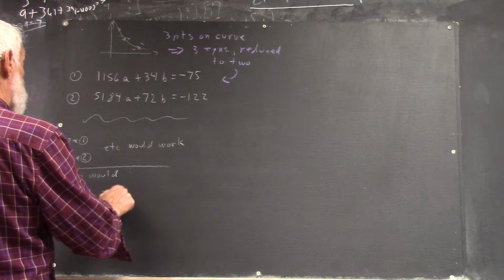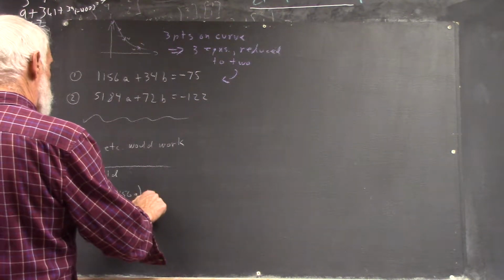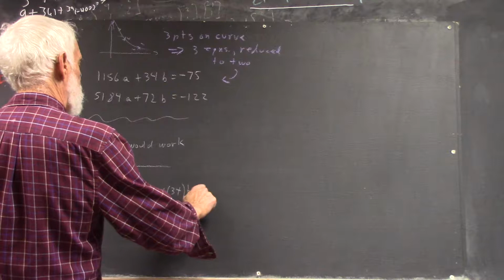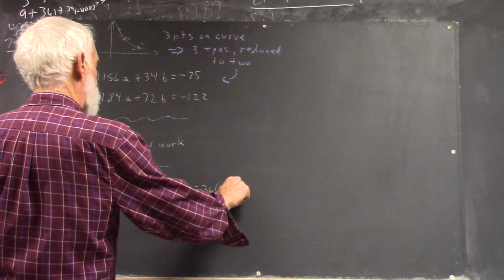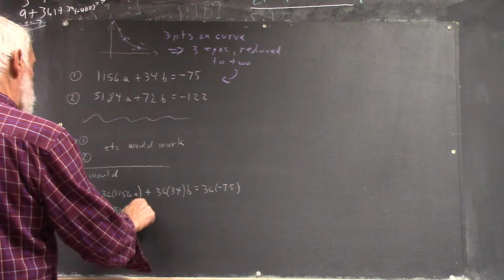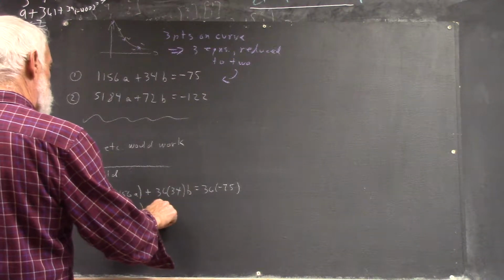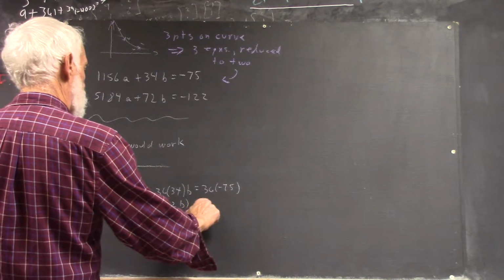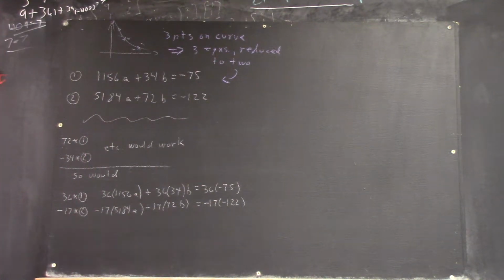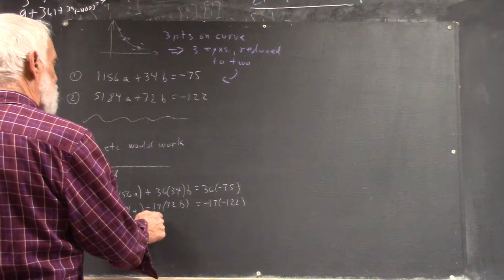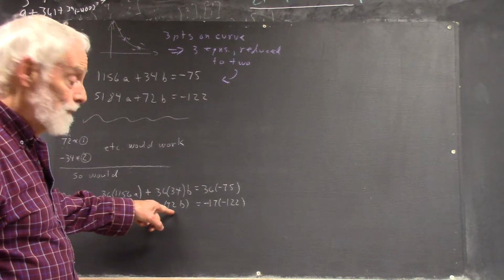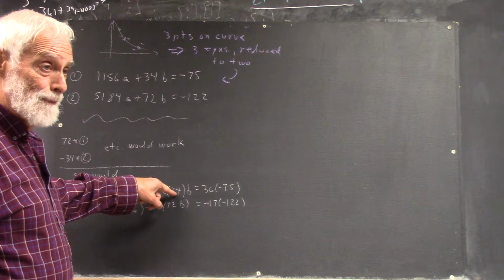But we get 36 times 1156a plus 36 times 34b equals 36 times negative 75. And down here, we're going to get negative 17 times 5184a minus 17 times 72b equals negative 17 times negative 122. Now, 36 times 34 is equal to 17 times 72. Because 36 is half of 72, and 17 is half of 34. Okay?